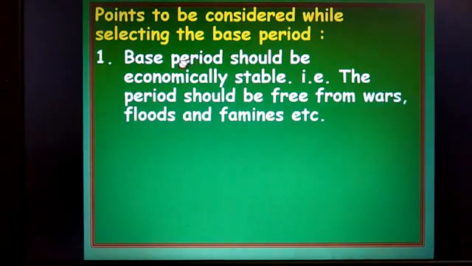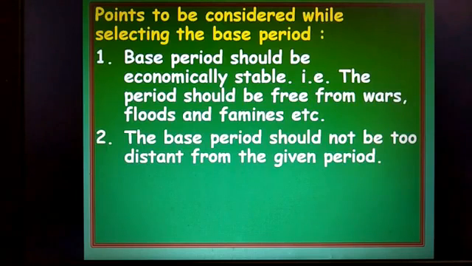So the first point to be considered: the base period should be economically stable. Already I have told you in the constructional procedure that the base period which we are selecting should be economically stable. That is, the period should be free from wars, floods, famines, or any natural calamities, or any big breakthrough in economic terms. Such a period has to be observed as base period. This is one of the points to be considered.